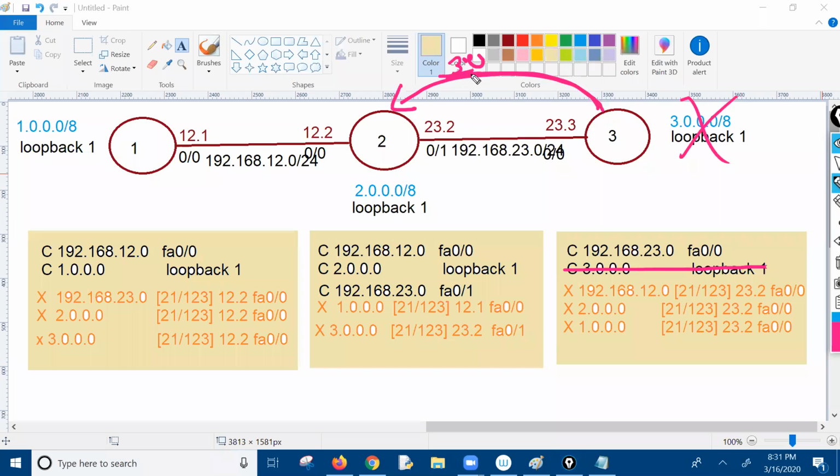R3 will send this information to the R2. Once it loses this information, what will R3 do? R3 will first remove this route from the local routing table and inform its neighbor. He will remove this route from the routing table. This guy also removes it. R2 is going to inform R1 to remove this route from the routing table.